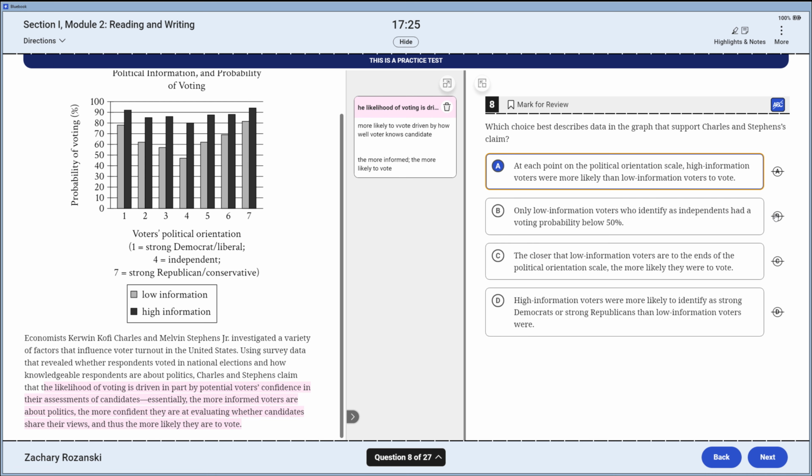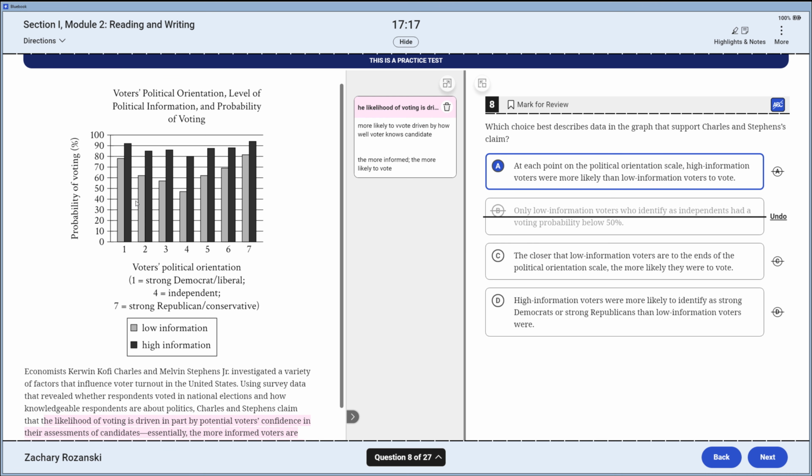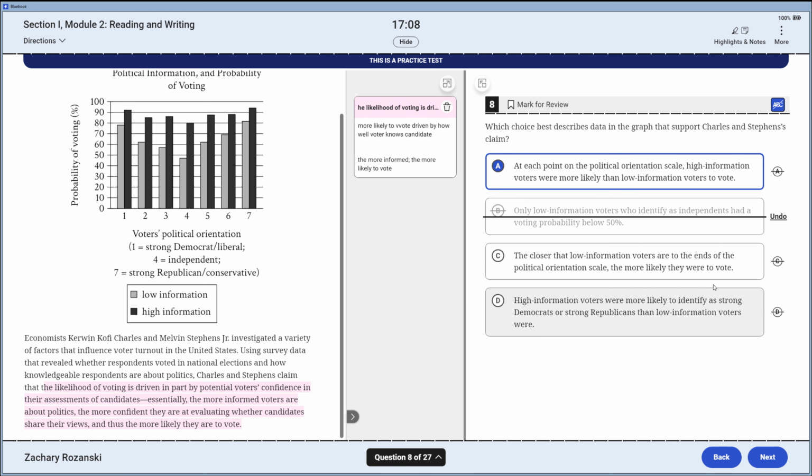That independent voting doesn't really support my claim. I don't know how I would get there. The closer that low information voters are to the ends of the political orientation scale, the more likely they are to vote. Sure, that's true, but if my claim would be like the more staunch Democrat or Republican, the more likely a person is to vote. But that's not what it's saying. It's just saying the more likely a person is to vote.